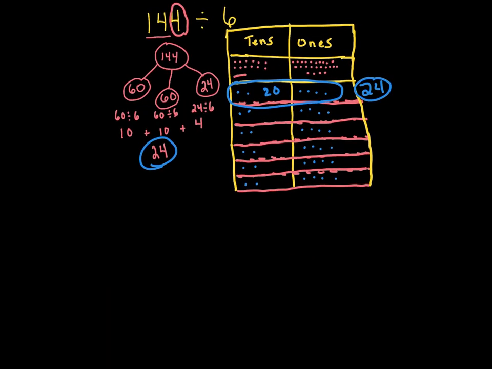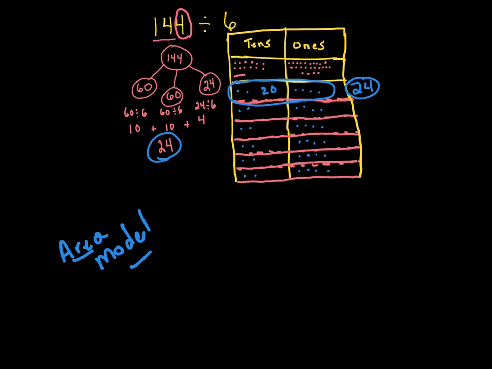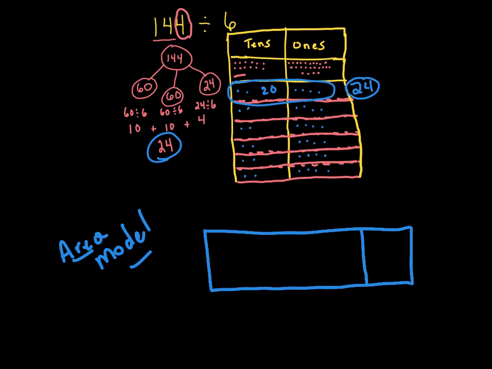Now, if we continue on with another strategy, which is called our area model, we know how to use those. We've done those before, especially in multiplication. So let's make our rectangle, and we're going to cut this up. We know that we're dividing by 6, so the 6 is going to go out here. We know that 6 is not going to go into 144 evenly. But what would 6 go into evenly? 120. So if we take 144 and subtract 120, we're left with 24.